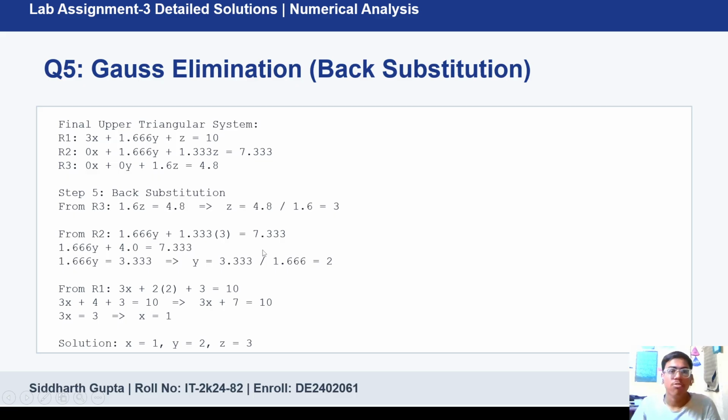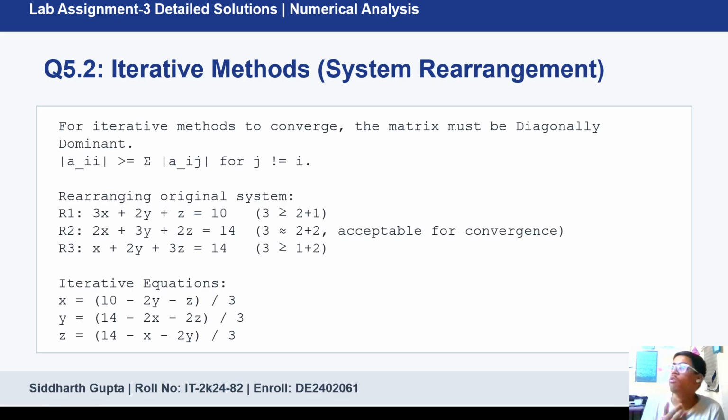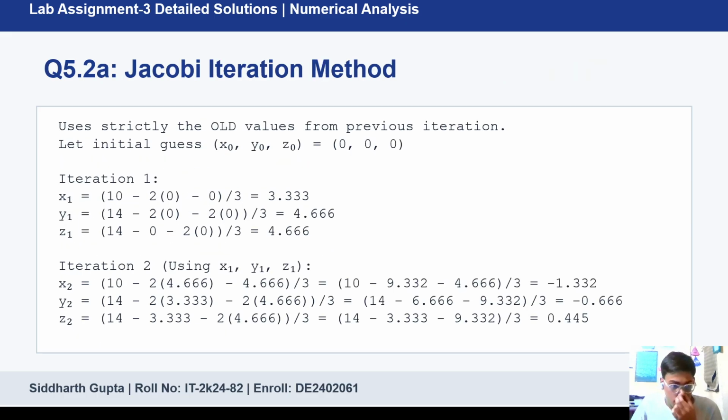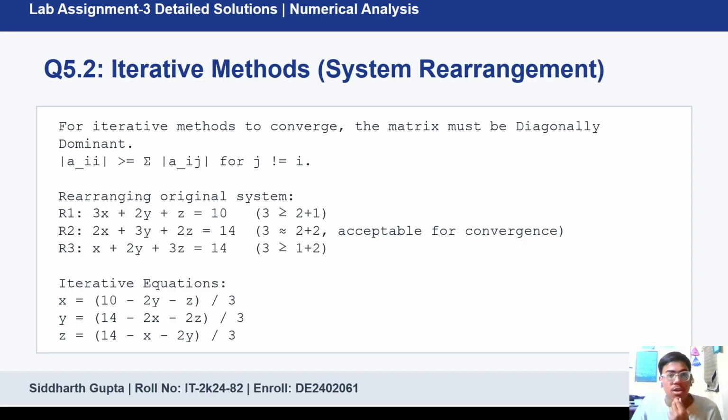So here we have solved the system of linear equations using Gauss elimination. Now we will solve the same question using Jacobi. For iterative methods to converge, the matrix must be diagonally dominant.